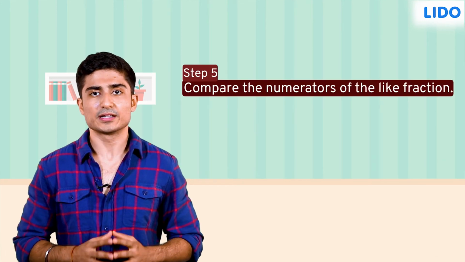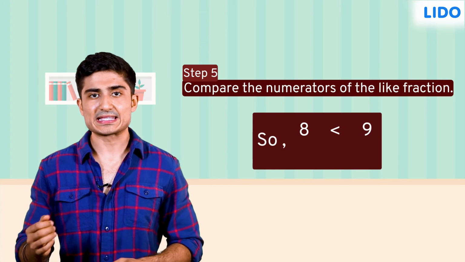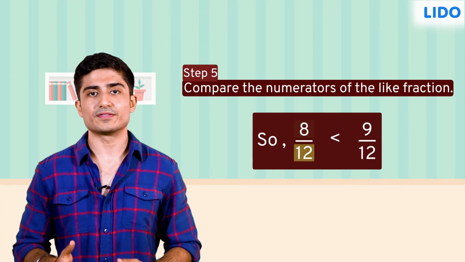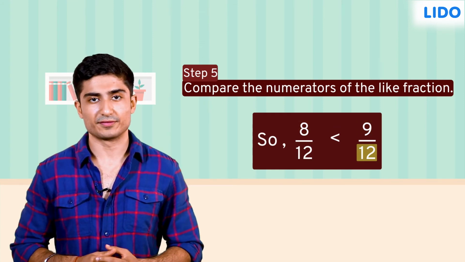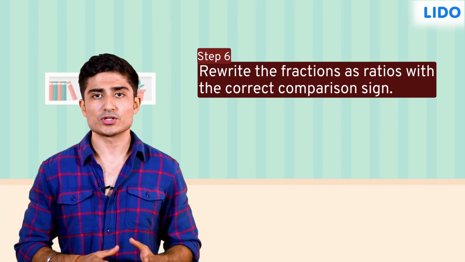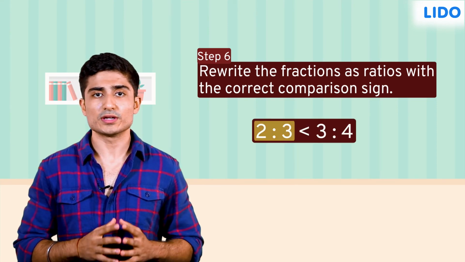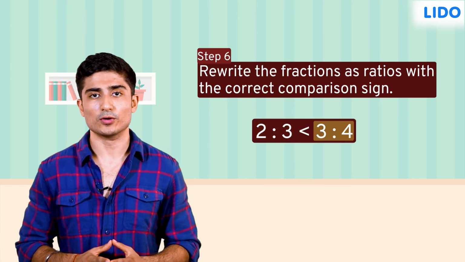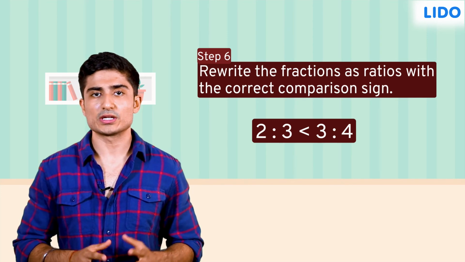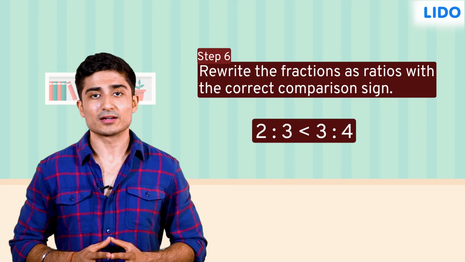Step 5. Compare the numerators of the like fractions. Since 8 is less than 9, we can say that 8/12 is smaller than 9/12. Step 6. Rewrite the fractions as ratios with the correct comparison sign. Thus, we can say that 2:3 is less than 3:4. Therefore, the preparation in the second jar is sweeter than the first jar. So this was about comparing ratios.